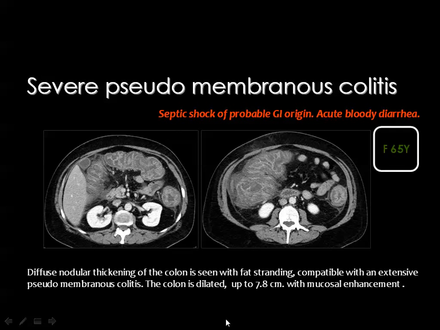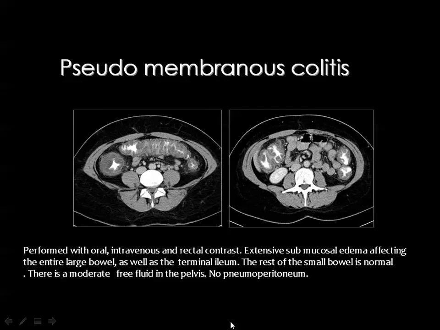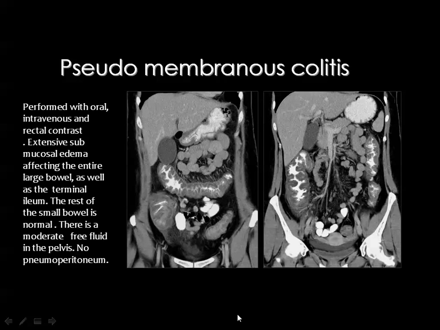And this is another case of a female patient with septic shock, and this is suspected to be of possible GI origin, and she also has acute bloody diarrhea. And you see severe dilatation of the right side of the colon, and the typical appearance of mucosal thickening and the mural thickening with the stranding of the pericolic fat. This is also a classic appearance of pseudomembranous colitis showing the previously mentioned data. And if you have multi-detector CT and you reconstruct the images in the coronal planes, it's very helpful to see this typical appearance of pseudomembranous colitis.